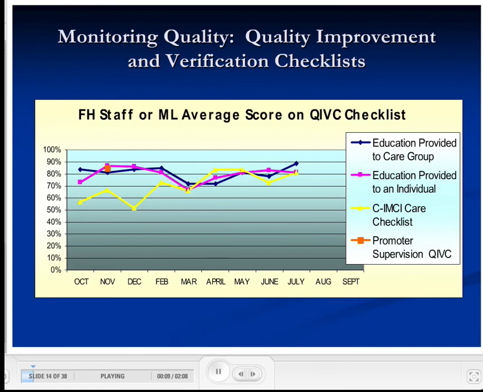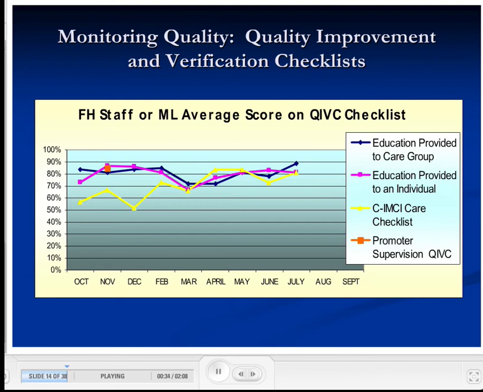We do believe that it's very important to monitor the quality of the work being done. One tool we use for that are quality improvement and verification checklists. These are basically 2-page long, fairly detailed checklists on what someone should be doing for a key process. For example, this yellow line here is for community integrated management of childhood illness. There's a process for that.